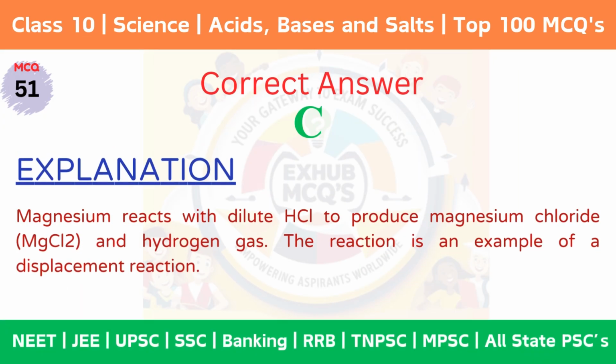The correct answer is option C, magnesium chloride and hydrogen. Explanation. Magnesium reacts with dilute hydrochloric acid to produce magnesium chloride and hydrogen gas. The reaction is a displacement reaction where magnesium displaces hydrogen.